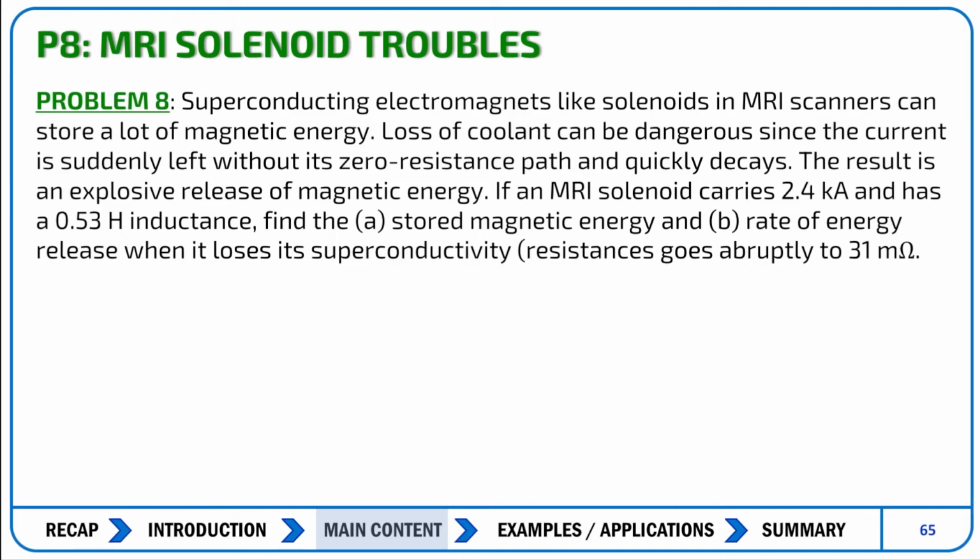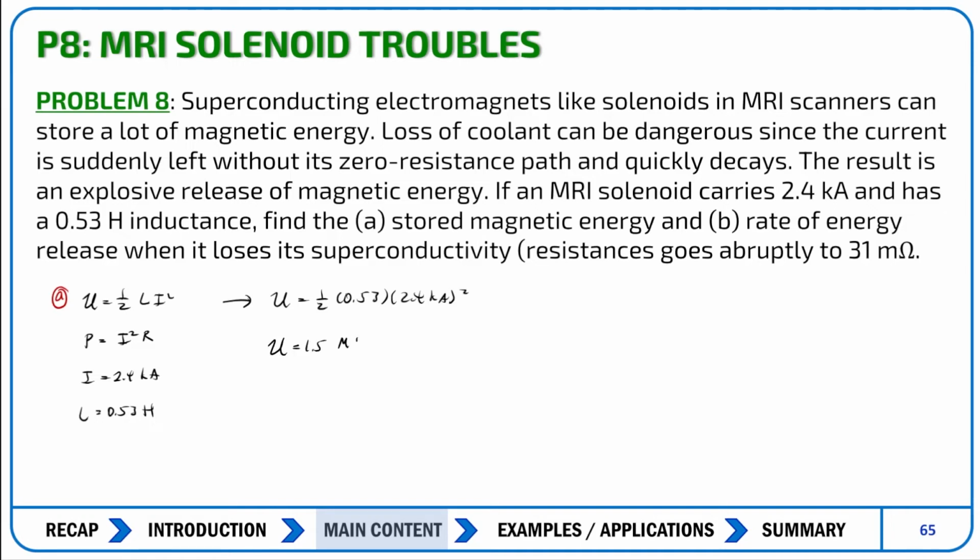So there are various things to look at here. We'll start with A. Find the stored magnetic energy. We know that the equation for stored magnetic energy is U equals 1/2 Li squared. We know P is equal to I squared R for the power of the resistor. And we know that the solenoid carries a current of 2.4 kiloamps. So to find the stored magnetic energy, we can just solve 1/2 times 0.53, because L is equal to 0.53 henries, times 2.4 kiloamps squared, and you end up with U equals 1.5 megajoules of energy. So that's how much energy is stored.